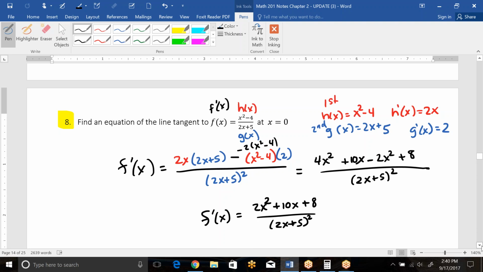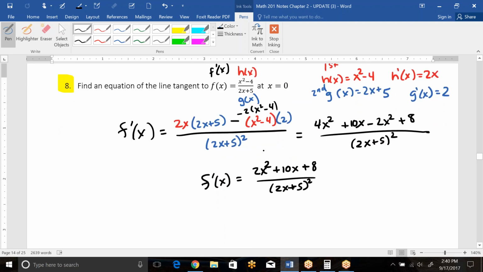Since I'm not actually going to be doing any simplifying, I'm not even going to check for factoring here. All I want to know is what is going to be going on with the slope of the tangent. So I need to plug in the 0. If we plug in 0 for our derivative, that would give me 2 times 0 squared plus 10 times 0 plus 8, over (2 times 0 plus 5) all squared.